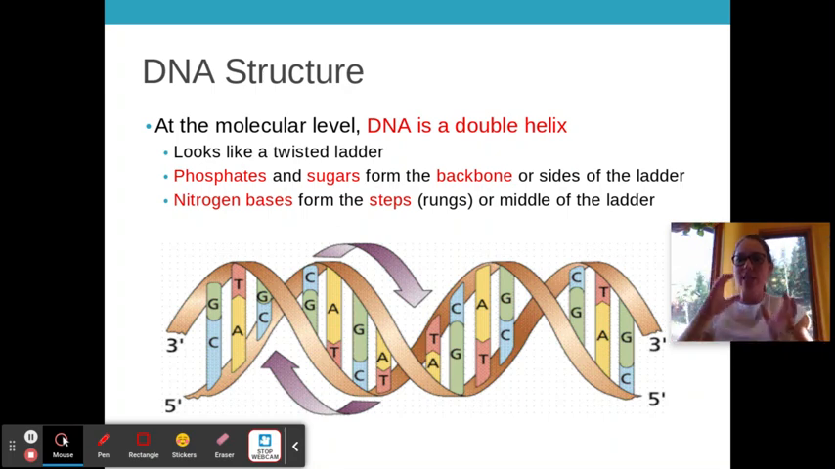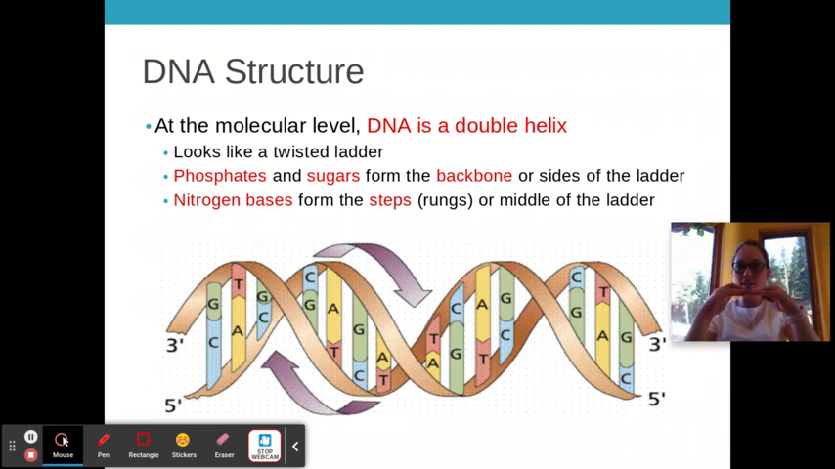It's just twisted. And the reason that it's twisted is because it allows us to take a lot of DNA and store it in a very, very small space. And so one of the key things that we want you to learn today is what makes up the sides of our DNA ladder and what makes up our steps or rungs. When we look at the sides, it's sometimes called the backbone of the DNA. And it's made up of phosphates and sugars. You just take one phosphate and then one sugar, and you alternate it down each of the sides of our DNA ladder.